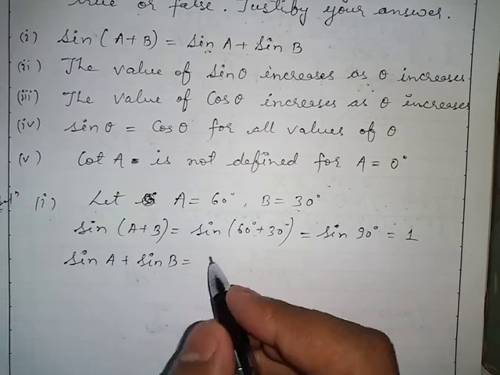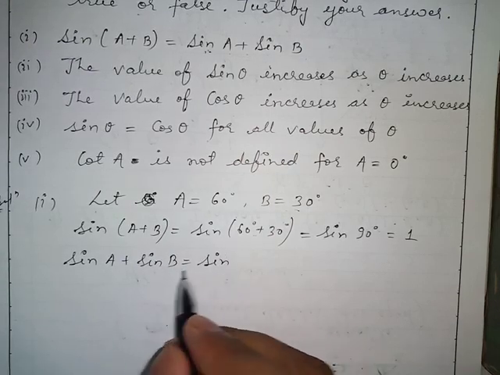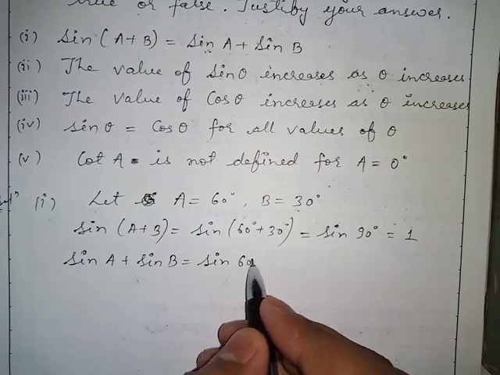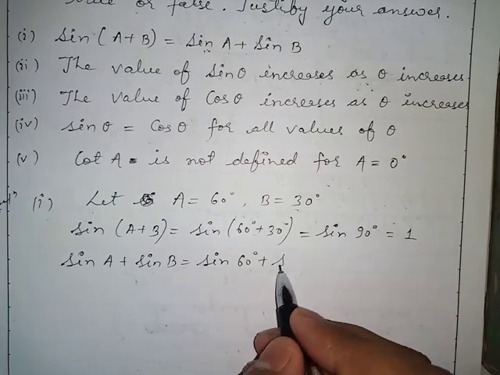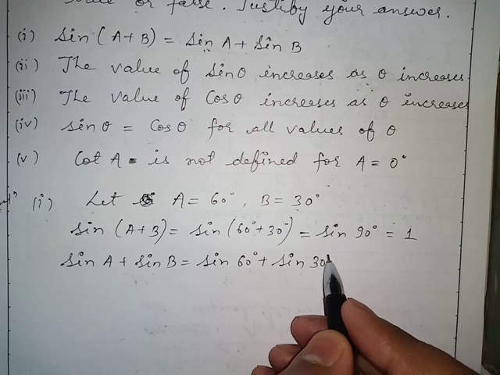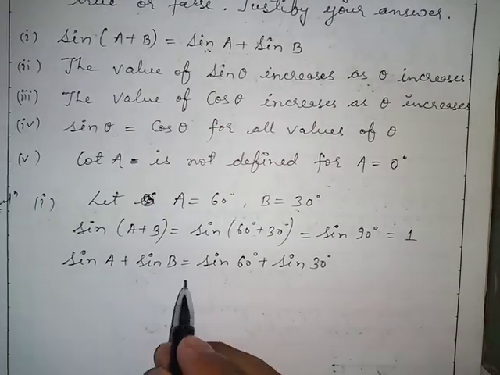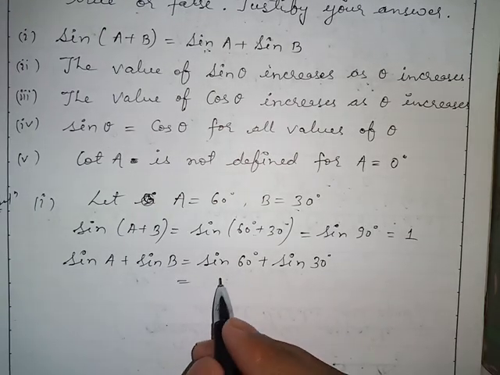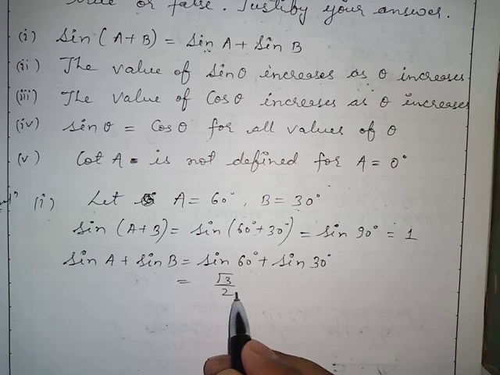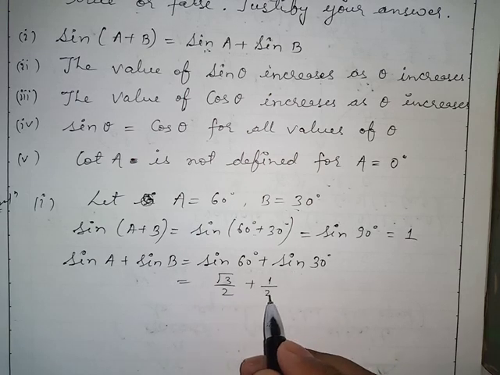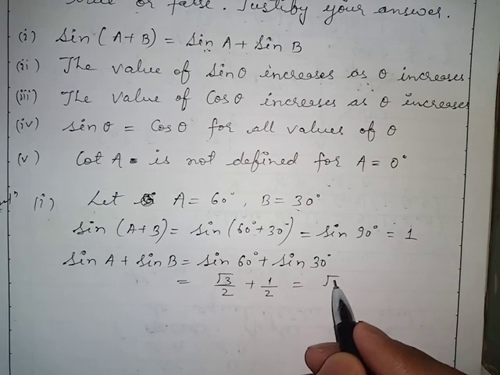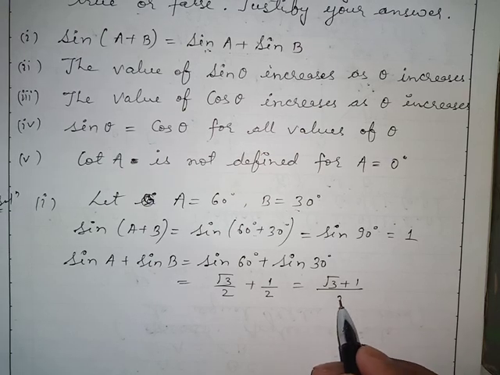Now put this value. Sine A, so our A is 60 degrees, sine 60 degrees plus sine B, which is sine 30 degrees. Now see, sine 60 is root 3 by 2 plus sine 30 is 1 by 2. So the value is root 3 plus 1 by 2.